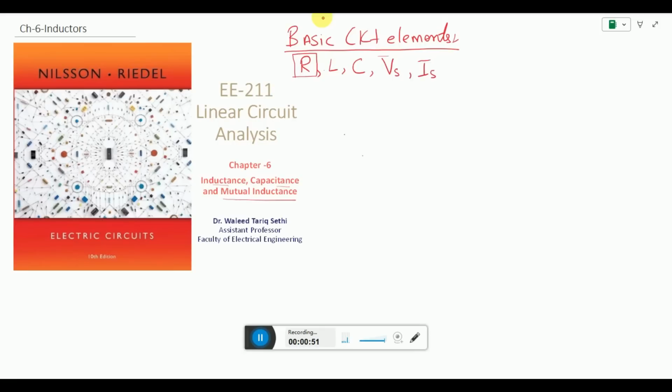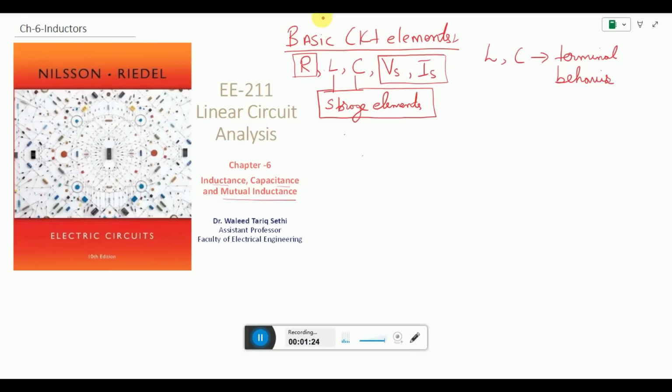We have talked about the independent and dependent voltage and current sources, and in this lecture we are going into the domain of storage elements, and we are going to talk about the remaining 2 basic circuit elements, which is the inductor and the capacitor. In inductors and capacitors represented by symbols L and C, we are going to look at their terminal behavior.